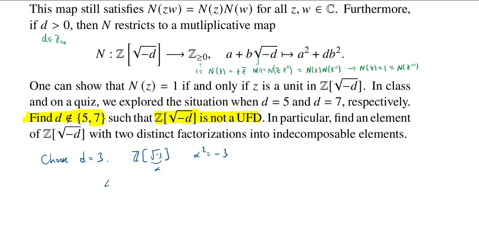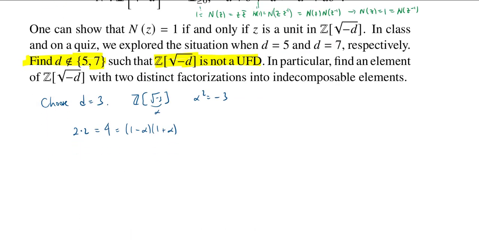And very similar to what we did for the Dedekind integers, I'm going to look at d plus 1. And we did this with the Gaussian integers too, right? There we looked at 7 plus 1. Dedekind integers, we looked at 5 plus 1. Here I'm going to use 3 plus 1. So 3 plus 1 can be factored as 2 times 2, but it can also be factored as 1 minus alpha, 1 plus alpha.